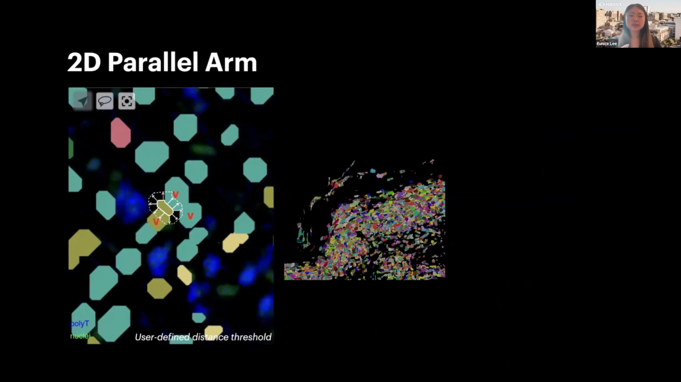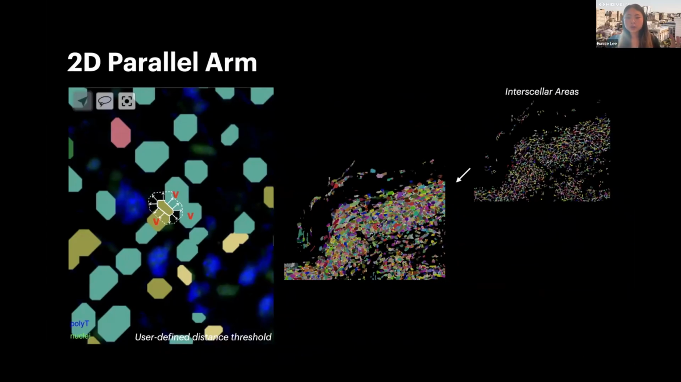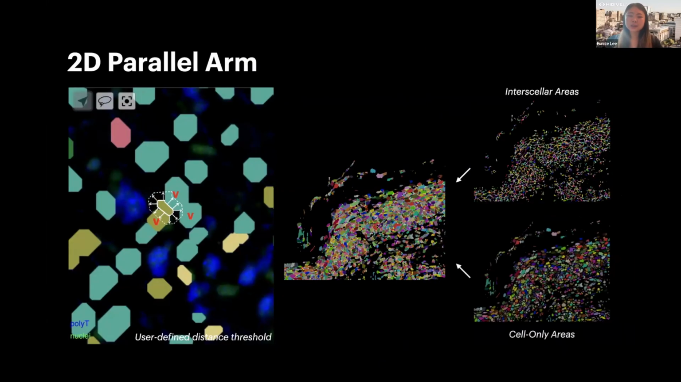And you come up with this final image of the cell-only volumes and intercellular volumes together, where those are essentially the intercellular areas, essentially the in-between spaces between the 2D cells, and those are the cell-only areas, so they can kind of map onto each other.